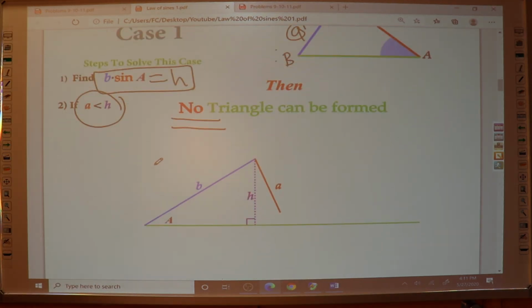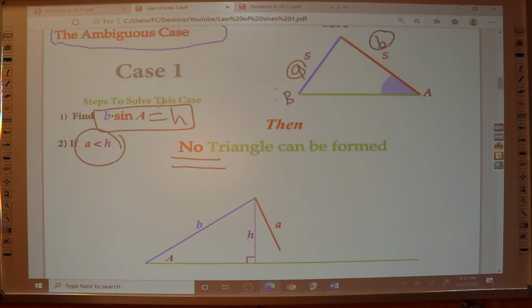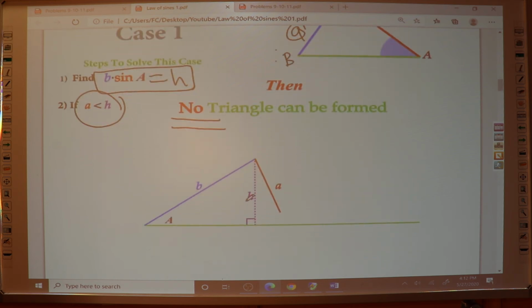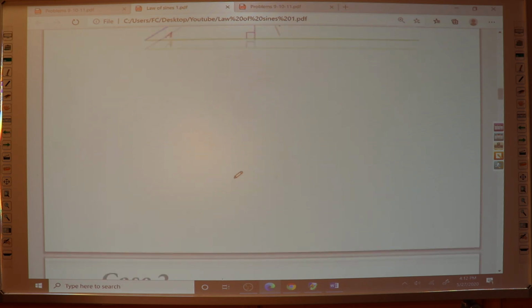Okay, then look here, it's always just steps to solve. What you find first is B sine A. If A is less than H, then forget it. You say no triangle forms. And the height I explained. Look here, it's going to be like this.